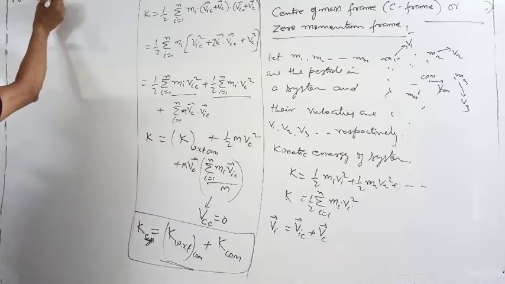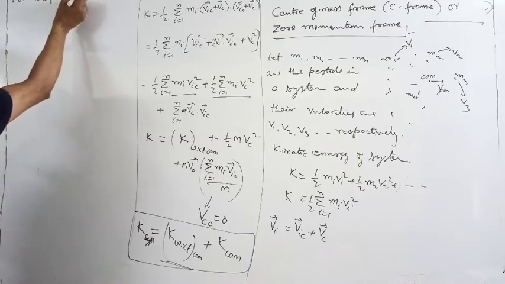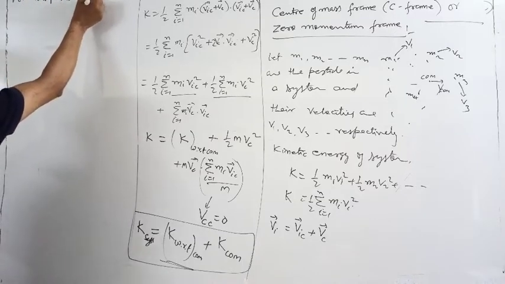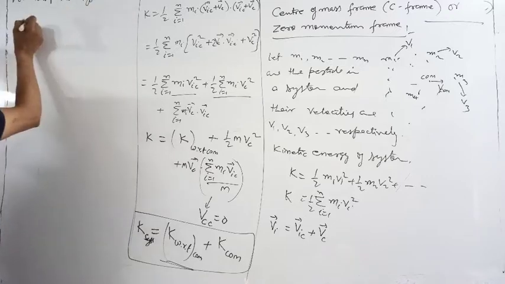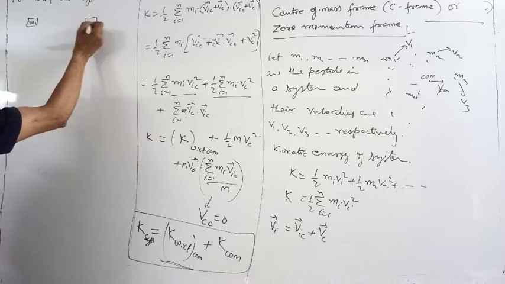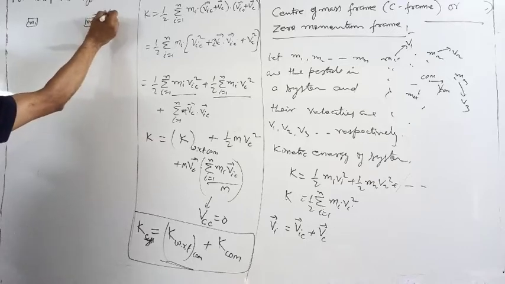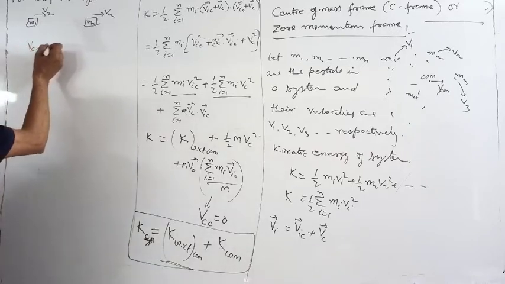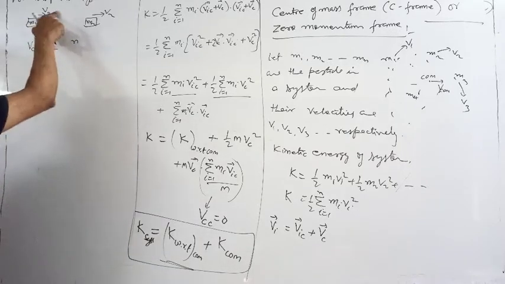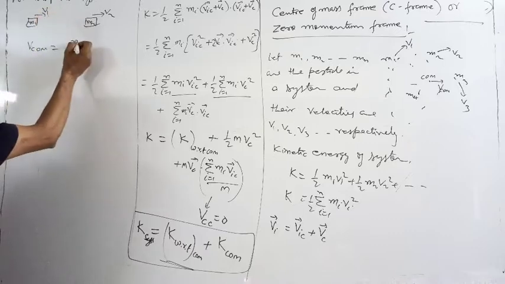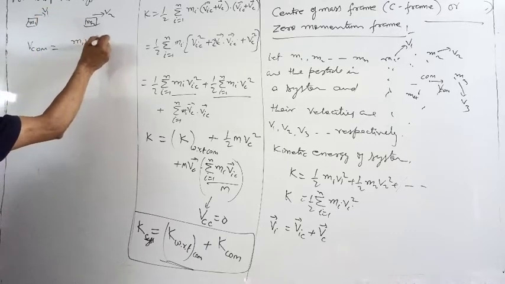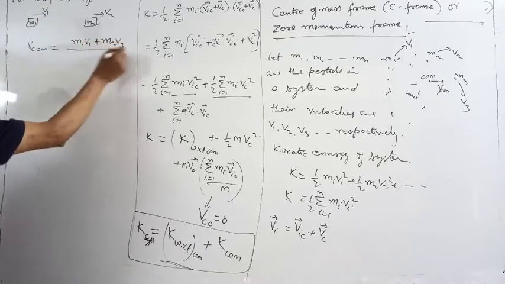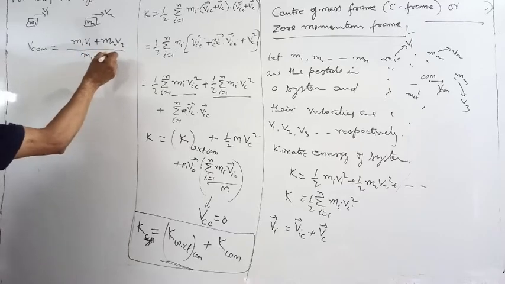For a two-particle system, let m1 and m2 be the masses and their velocities be v1 and v2. So the velocity of the center of mass will be v_c = (m1 v1 + m2 v2) / (m1 + m2).